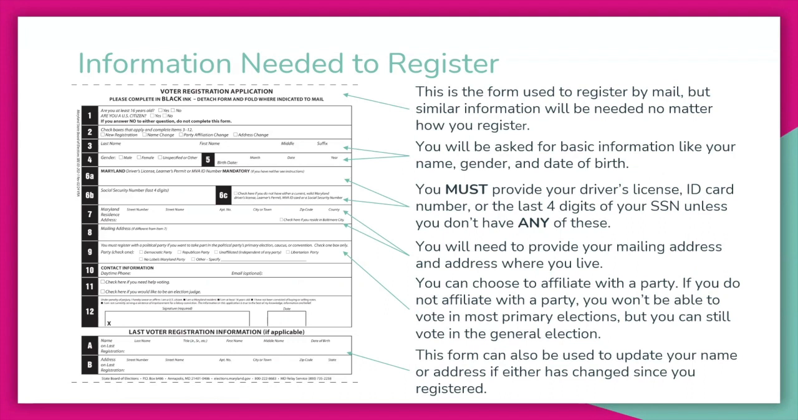You can affiliate with a political party, which is required if you wish to vote in most of the primary elections. However, you can still vote in the general election in all races without being affiliated with a party. Additionally, this form can be used to update your name or address if either has changed since you first registered.